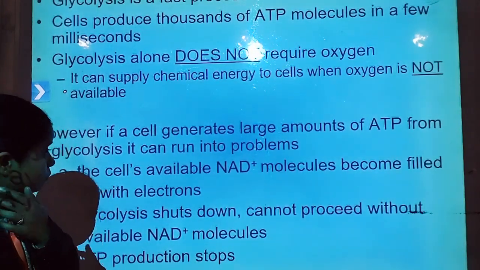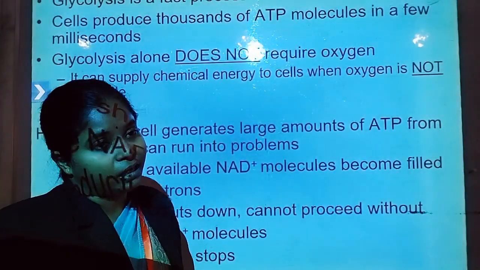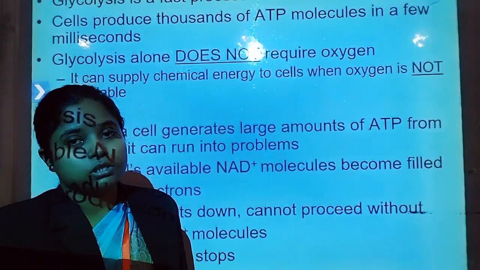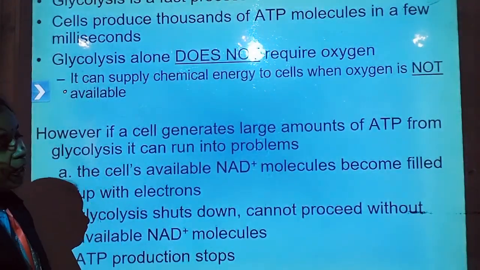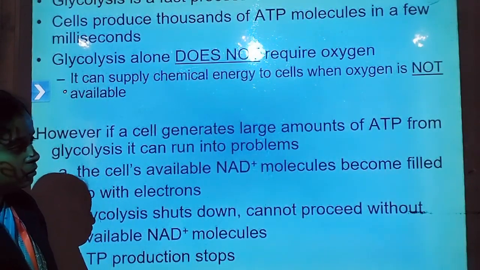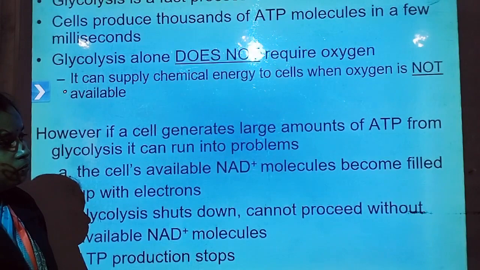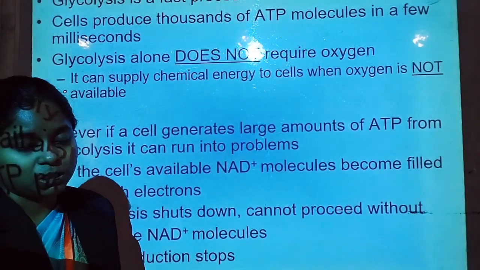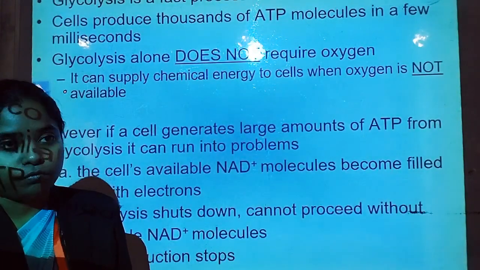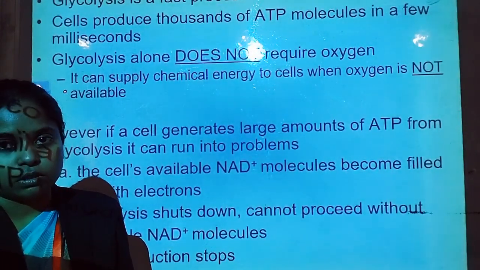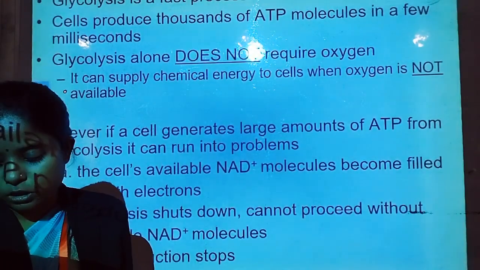Those organisms which show only anaerobic respiration show only the glycolysis process, because either they don't have mitochondria, or the condition is anaerobic, that means they are surviving in lack of oxygen. So this is the process of glycolysis.